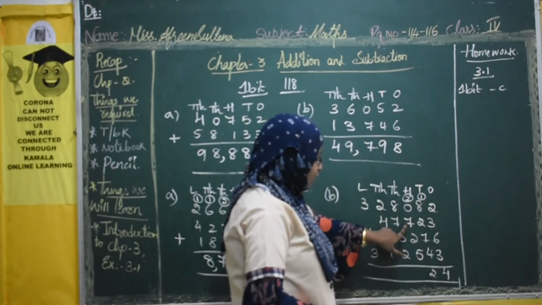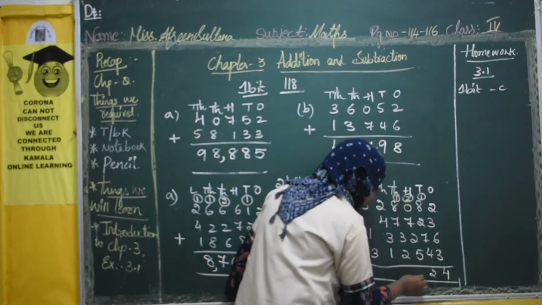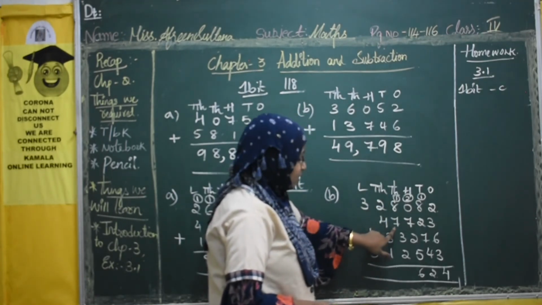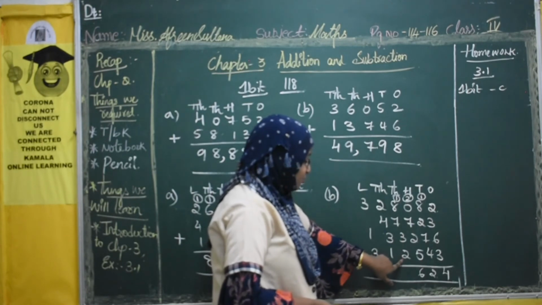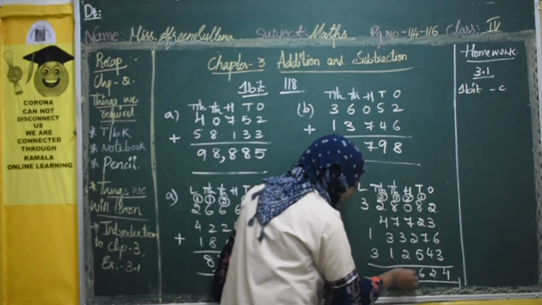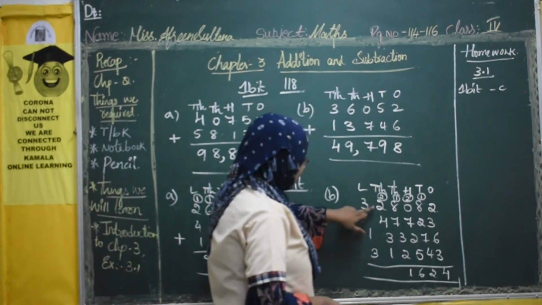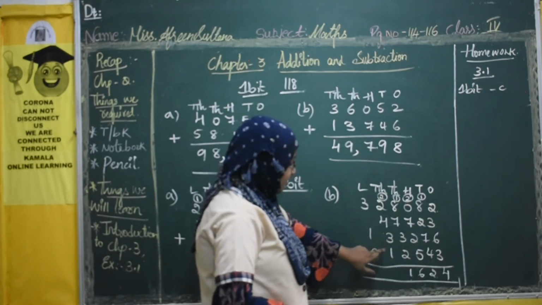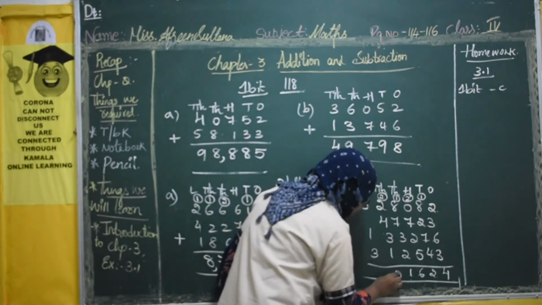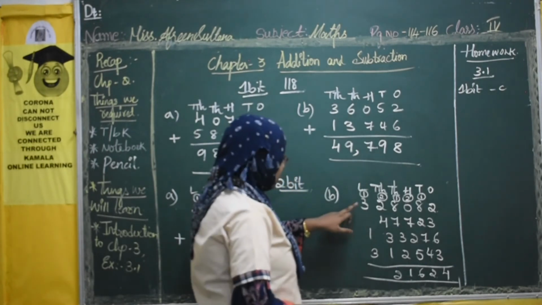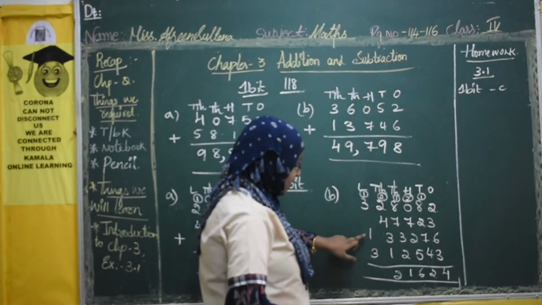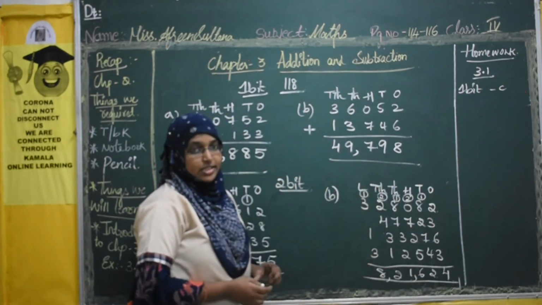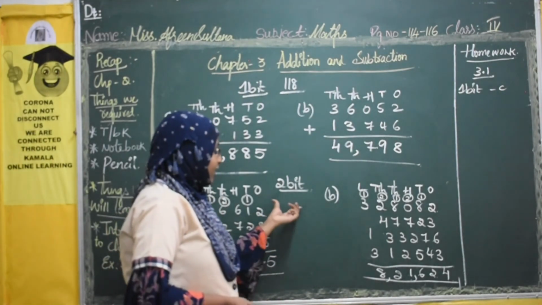7 plus 7, 14. 14 plus 2, 16. 1, 6. 8 plus 1, 9. 9 plus 7, 16. 16 plus 3, 19. 19 plus 2, 21. 2 carry, 1 down. Okay. Now 2 plus 2, 4. 4 plus 4, 8. 8 plus 3, 11. 11 plus 1, 12. 1, 2. See, as there is no value here, it's 0. Okay. So 3 plus 1, 4. 4 plus 1, 5. 5 plus 3, 8. So it is 8,21,624. So same way you try the C1.